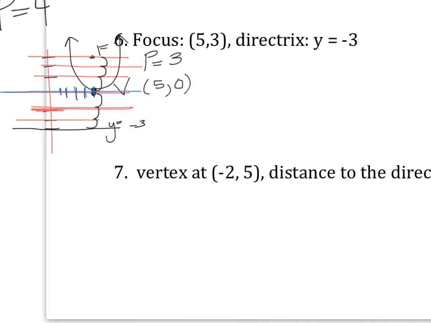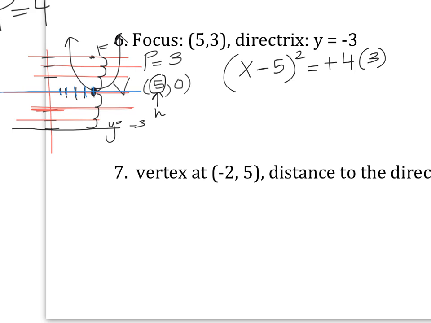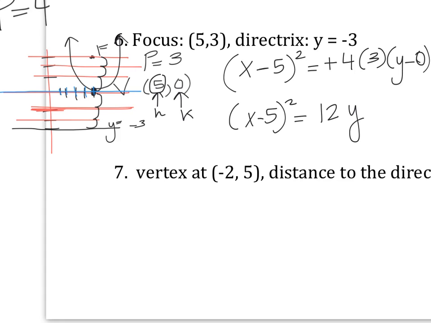So let's go ahead and start writing the equation. So x minus h, which is the x of the vertex, that's your h. So x minus 5 squared equals plus, because it opens upward, 4 times p, which is the distance between the vertex and the focus, or the distance between the vertex and the directrix, which is a 3. Then y minus the k, which is the y of the vertex, and that's a 0. So let's simplify this equation. So x minus 5 to the power 2 equals 4 times 3, that's a 12. Y minus 0 is just a y, and that is the equation of this parabola.